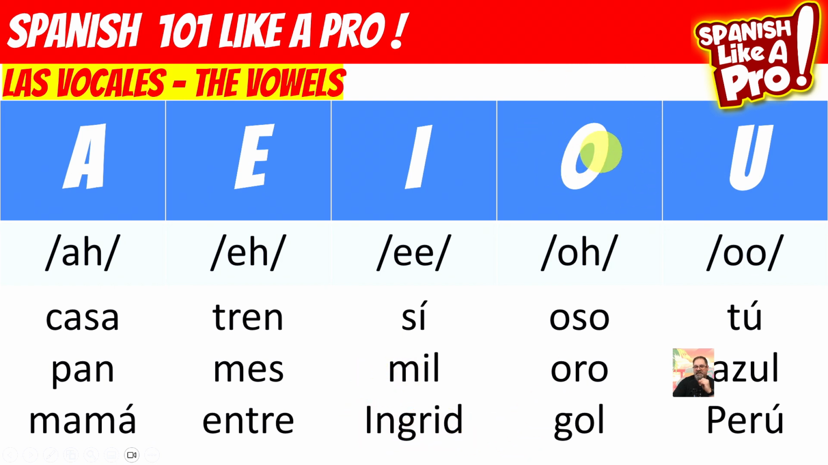And whenever we see the O, well, actually, it's not "oh," in Spanish, it's "oh." Oso, oro, gol. And finally, whenever we see this vowel, we'll say "oo." Tú, azul.